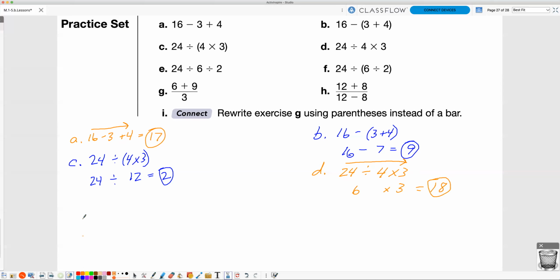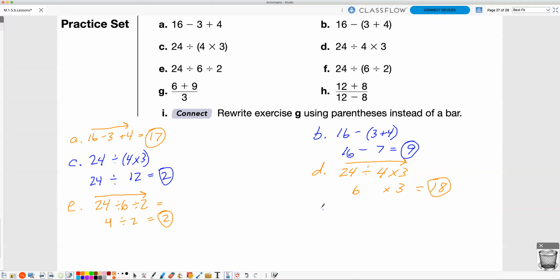Okay, let's do letter E right here. If we have 24 divided by 6 divided by 2. I need to work from left to right again on this one, like always. There are no parentheses, so I don't need to concern myself with that. 24 divided by 6 should be 4. Divided by 2 equals 2 in the end.